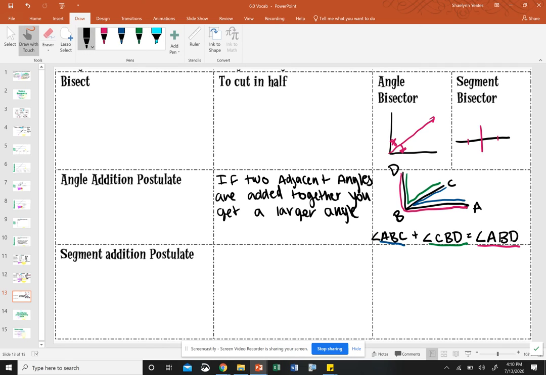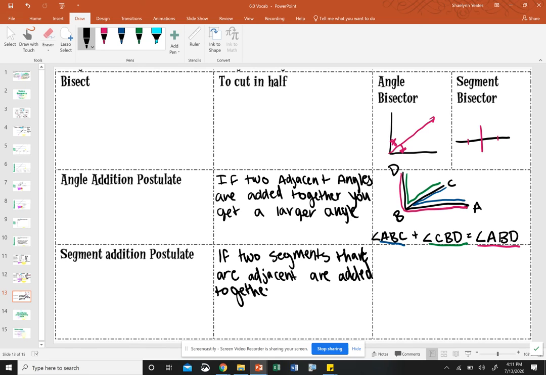Segment addition postulate, same idea. If 2 segments that are adjacent are added together, you get a longer segment.